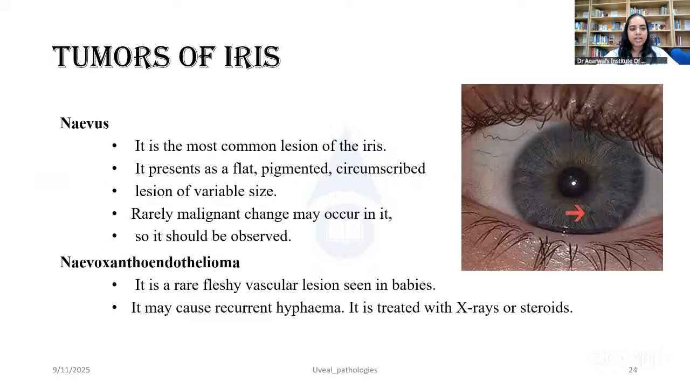Next, the tumors of the iris. Nevus is the most common lesion of the iris. It presents as a flat, pigmented, circumscribed lesion of variable size. Rarely malignant change may occur in it, so it should be observed. Naevoxanthoendothelioma is a rare fleshy vascular lesion seen in babies. It may cause recurrent hyphema. It is treated with X-rays or steroids.